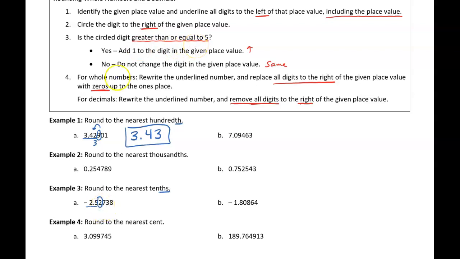It's not, it's smaller. So that means we're going to remain the same. So that 2.5 is going to stay. And the answer will be the negative 2.5. Notice no other decimals after that come along, right? The 2, 7, 3, 8, all of those are removed. And our answer only has that tenths place.